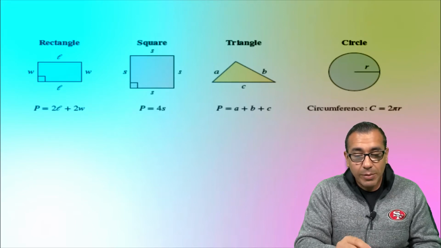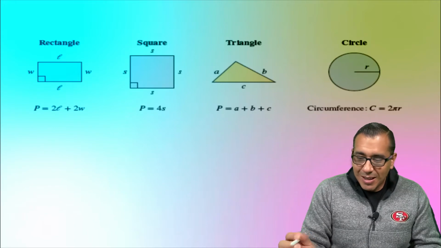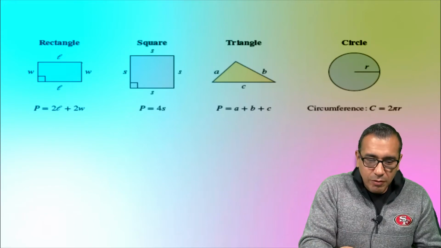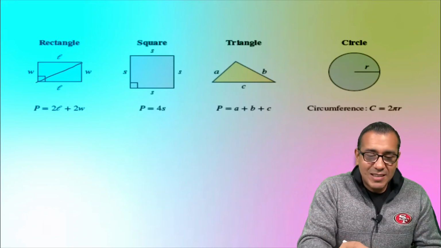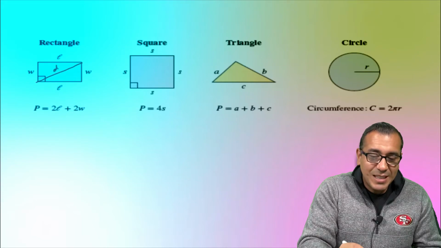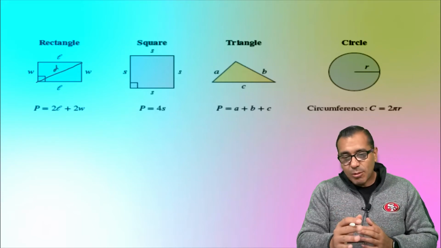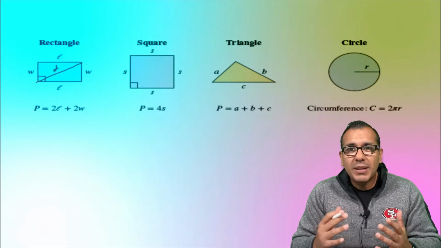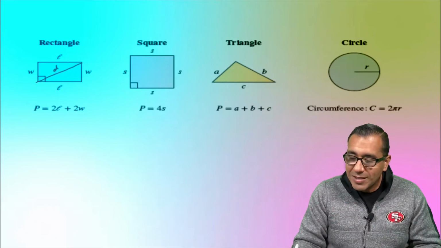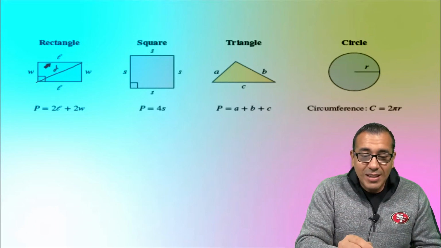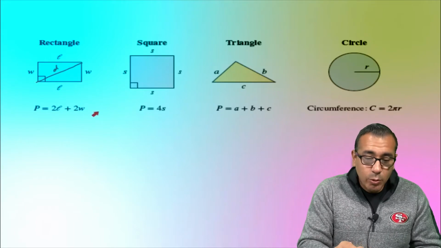We don't have to worry about, say they gave us, let me just mess this picture up real fast, a distance on the inside. Let's say this distance is D. If they said that distance right there is D, we would ignore it because we're only concerned about the distance on the outside. So here's one of our perimeter formulas.